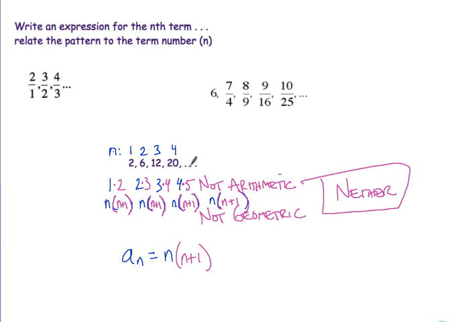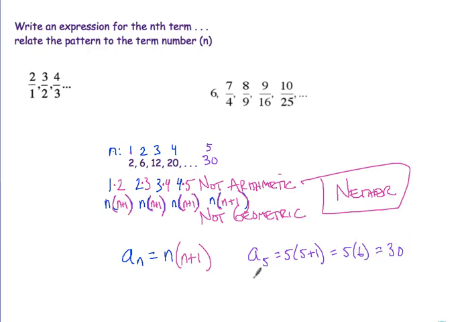Well, it looks like the next number would be 5 times 6, right? And 5 times 6 is 30. So let's try it out. Is my 5th term really 30? We'll plug a 5 in. 5 times 5 plus 1, that's 5 times 6, which is 30.